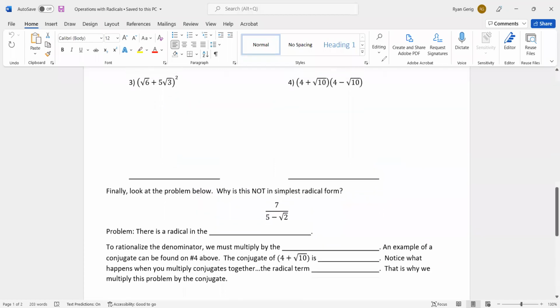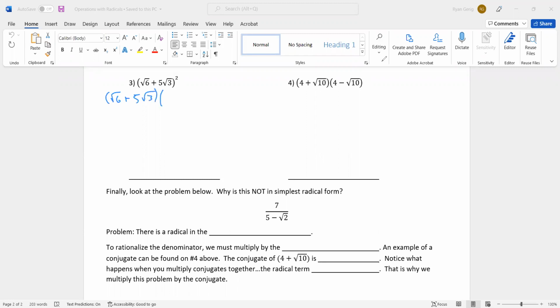Couple more. Remember with squaring, it's not just square both terms. This is a FOIL problem. It just happens to be that both binomials are exactly the same. All right, so square root of 6 times the square root of 6 is the square root of 36.